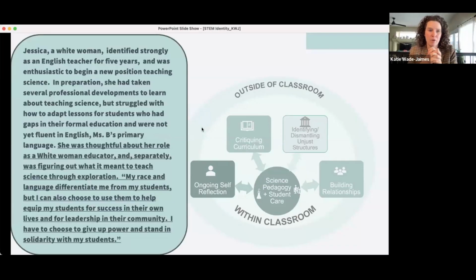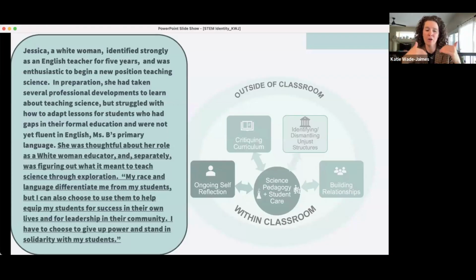In another example, Jessica, who was a white woman, had been an English teacher for many years and was now teaching science. So she really struggled with how to adapt these lessons for students who were, a lot of these were also non-native English speakers, so emergent multilingual students, and she only spoke English. She was really thoughtful and reflective about her role as a white woman educator. And separately, she reflected on what does it mean to teach science through exploration, right?